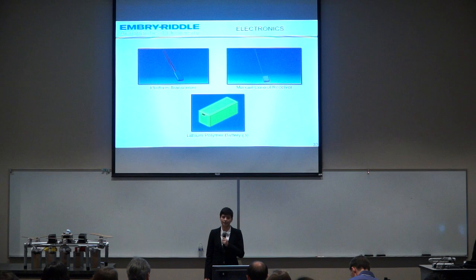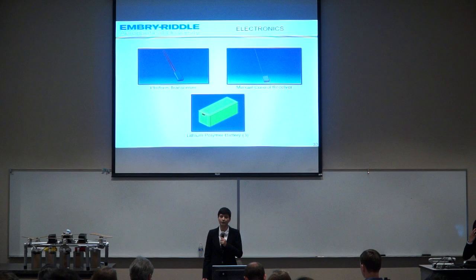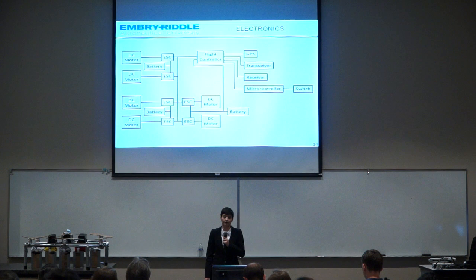Here we have the platform transceiver, which will be used during autonomous flight, and the manual control receiver, which will be used for communications during manual flight. On the bottom are the batteries we will be using: 3 16 amp hour lithium polymer batteries. Here's a diagram showing how each of these components will be connected.